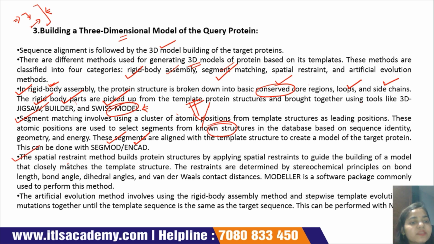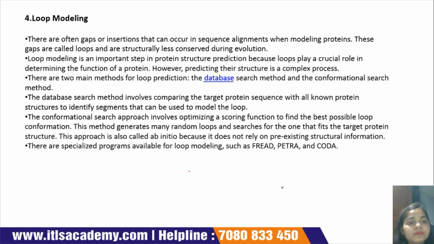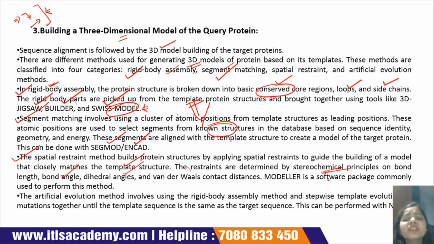And next is the spatial restraint method. In this method, we build the protein structure by applying spatial restraints to guide the building of a model that closely matches the template structure. These restraints are determined by stereochemical principles on bond length, bond angle, dihedral angle, and van der Waals contact distance. Modeller is a software package commonly used to perform this method.